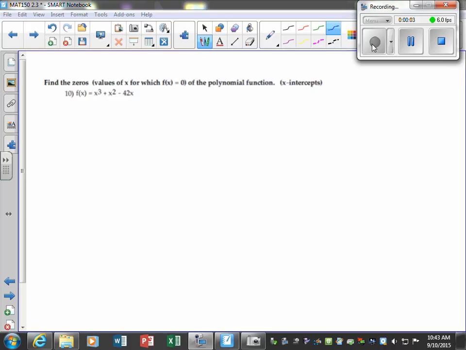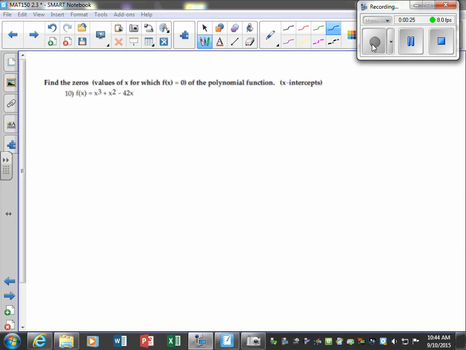Next, we want to find the zeros, which is basically the values of x for which f of x is equal to 0 of the polynomial function. You're probably familiar with it as the x-intercepts. There's also going to be the roots, the zeros. The terminology is going to sink in with you as we go.